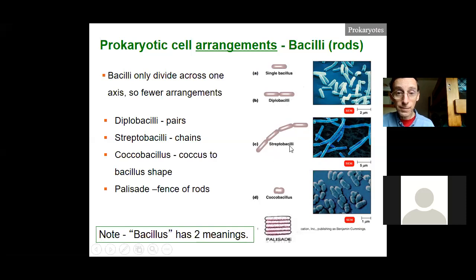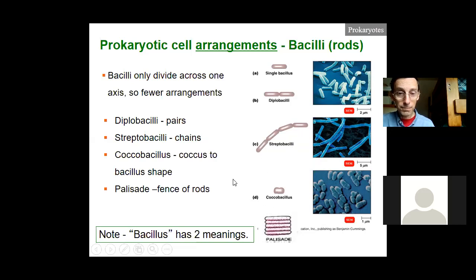And then you can have streptobacilli, where they're sort of growing like a sausage link. And that would be a streptobacilli right there. There's 3 of them stuck together, you can see. You can also have them not growing like a string of sausages.